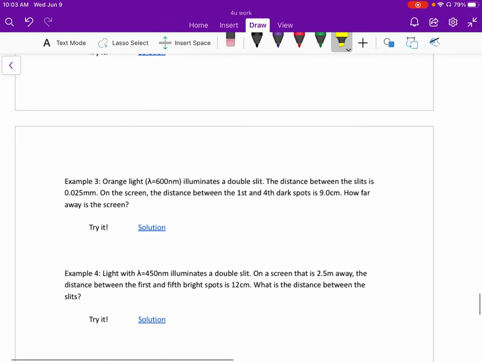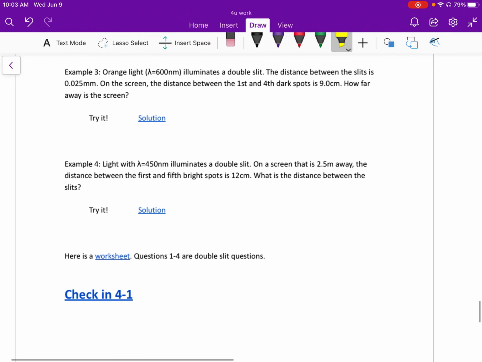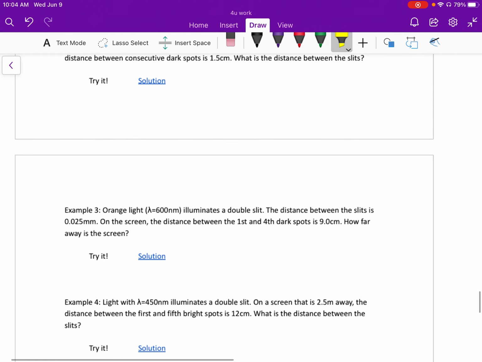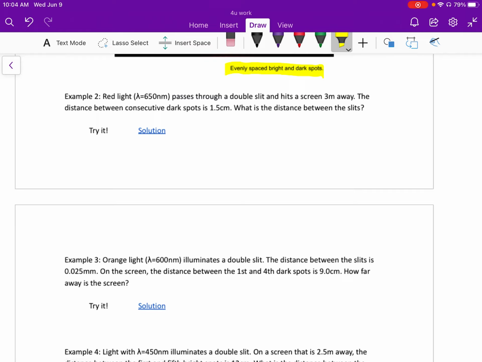Take a look at these examples. I think that'll help it click. There's a worksheet there. The worksheet covers a bunch of stuff. So on the worksheet, you can just look at questions 1 to 4 for now, and then a check and related double slits for you to do. I know it's a little bit weird, so take a look at the examples, and if it's still bugging you, shoot me an email and we'll figure it out together.